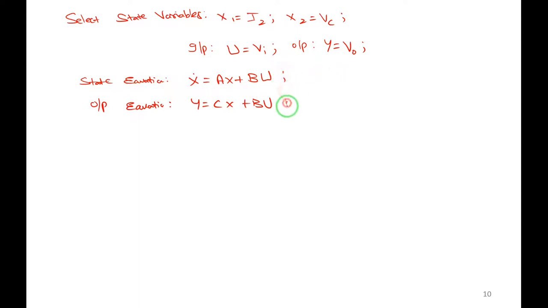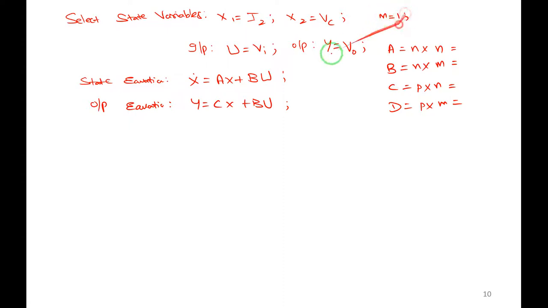So next, what are the matrix orders we have to write? A, B, C, D. Here the first two are for the state equation: n cross something, n cross something. These are output equations. P is the output, so p cross something, p cross something. So n, m, n, m. You write it so that you will never go wrong. So what are m and p? We have to identify. How many inputs are there? Only one.